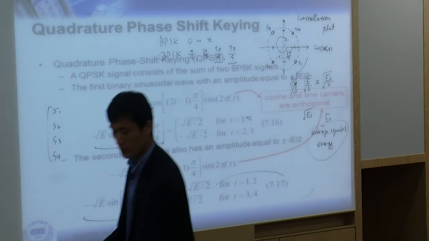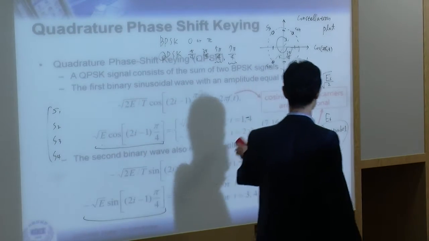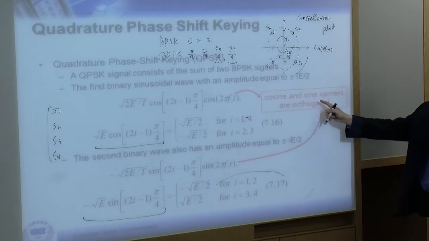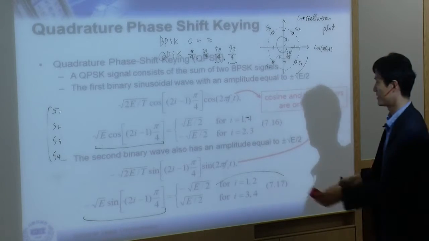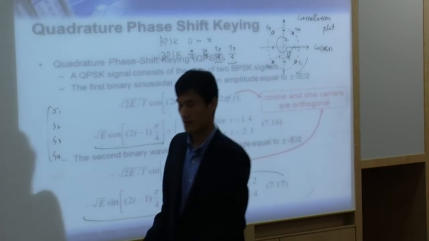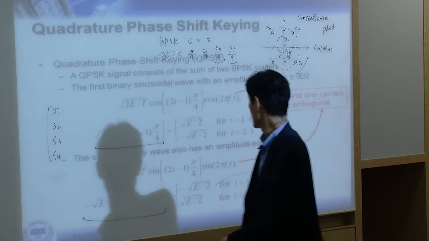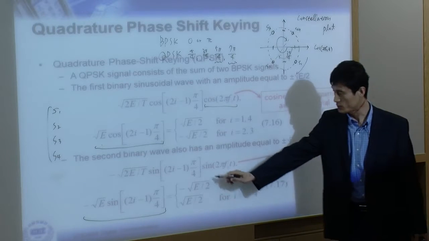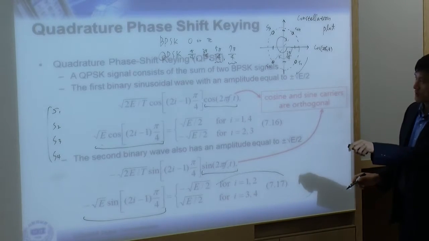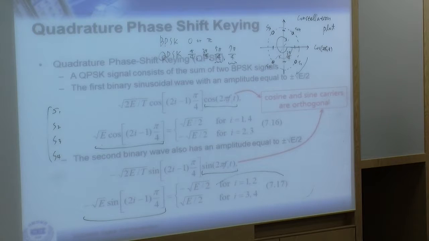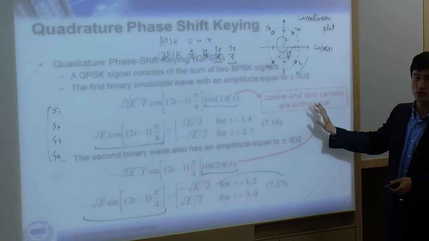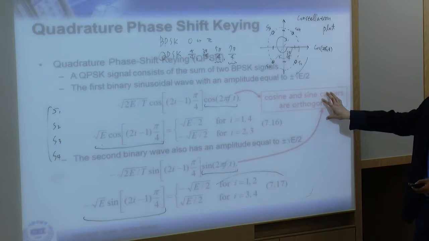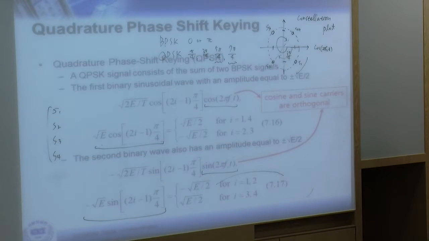One more thing that I want to discuss with you is these things. What it says is that this is a cosine carrier, and we have a sine carrier. Cosine and sine carriers are orthogonal to each other. It is in red, right? Meaning some important things. Why is that important?